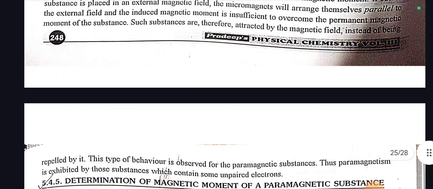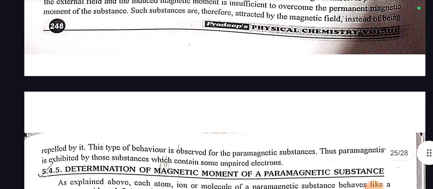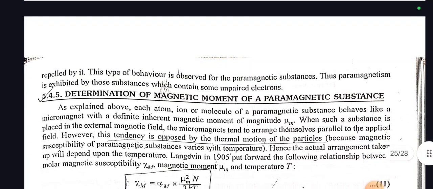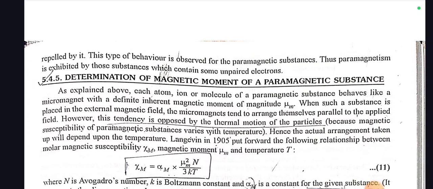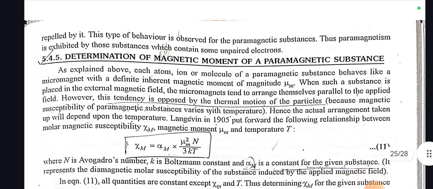Such substances are therefore attracted by the magnetic field instead of being repelled by it. This type of behavior is observed for paramagnetic substances. Thus, paramagnetism is exhibited by those substances which contain some unpaired electrons.